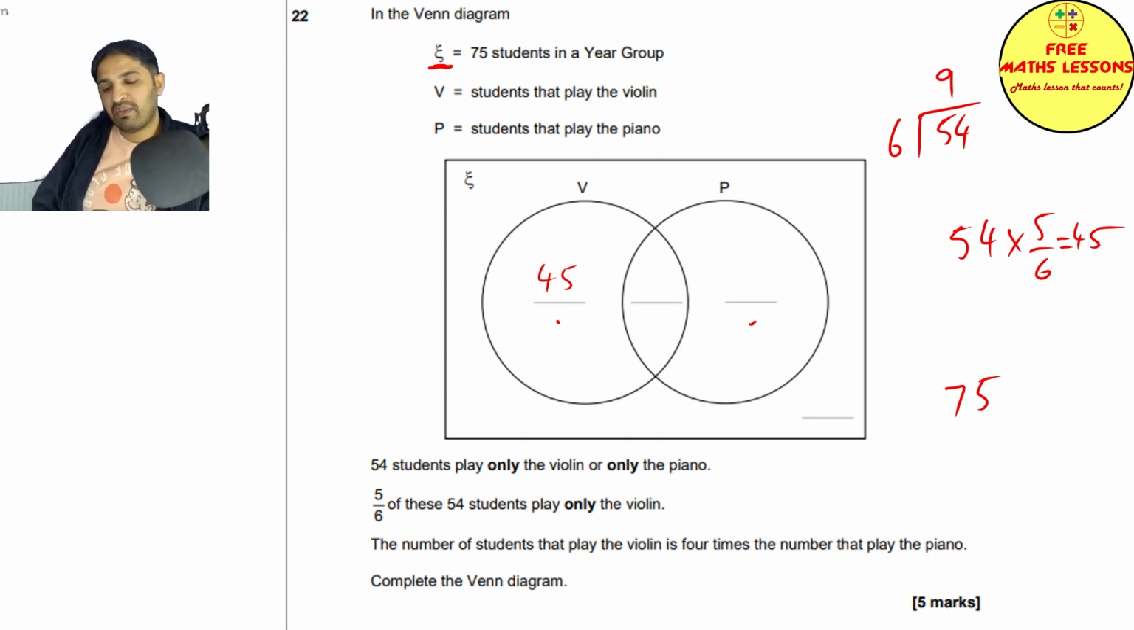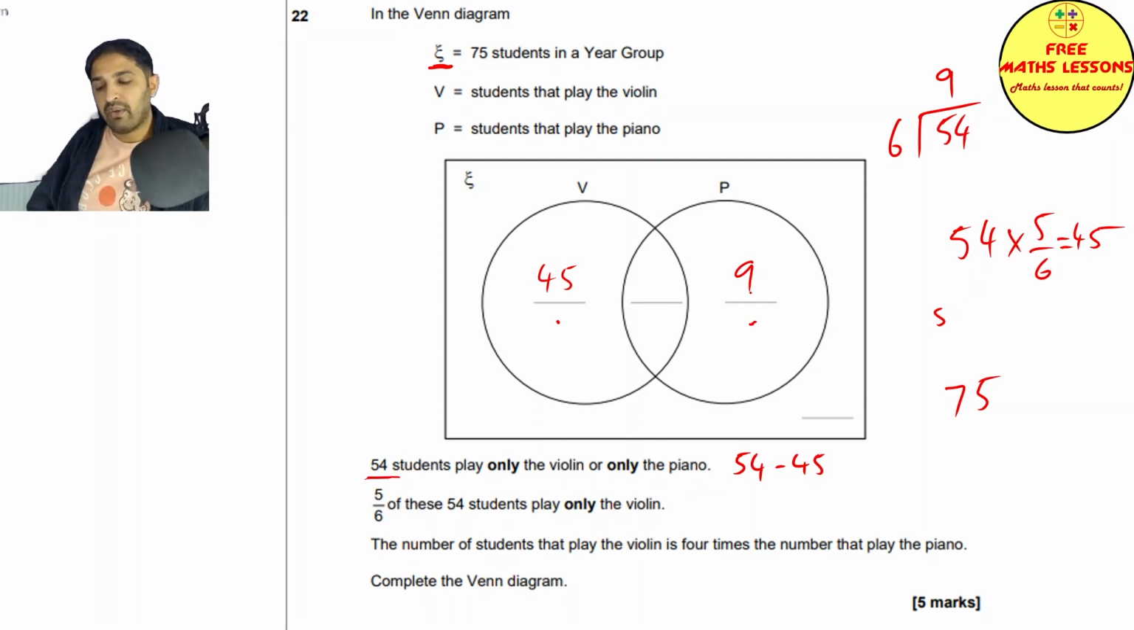So 45 there. And the number of students that play violin is 4 times the number of students that play piano. Complete the Venn diagram. What we know already is the number for the piano, because we said 54 students play only violin or only piano. So what we're doing is 54 take away 45. That gives me 9. So 9 students play only piano.